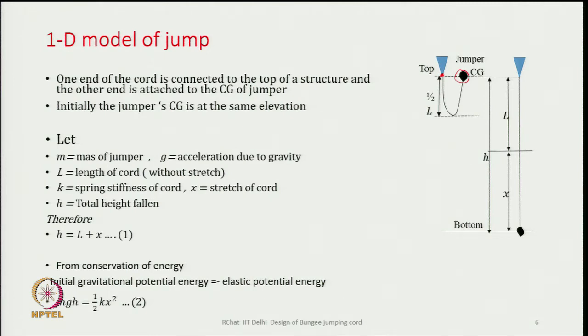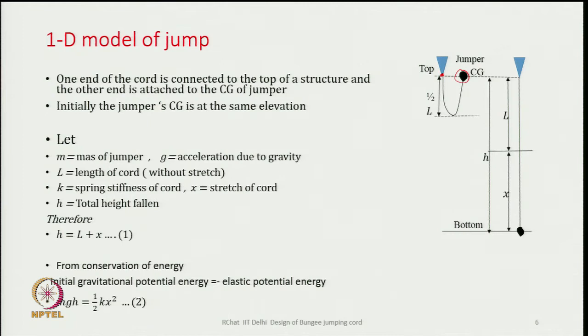Now, let m be the mass of the jumper, g is the acceleration due to gravity, L is the length of the cord, k is the spring stiffness of cord, x is the stretch of cord, h is the total height fallen. Everything is given on the right hand side of the diagram. It is a very simple sketch.